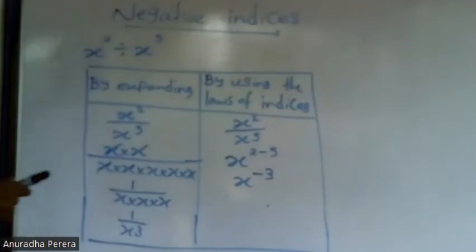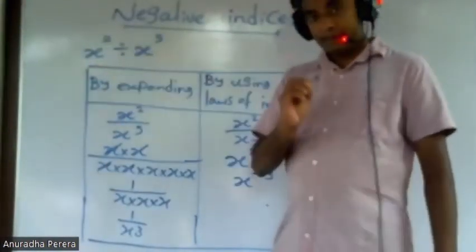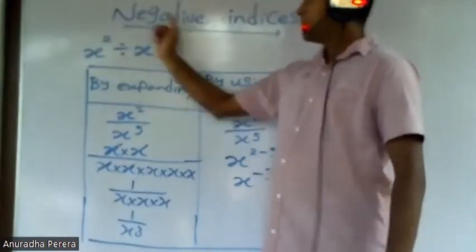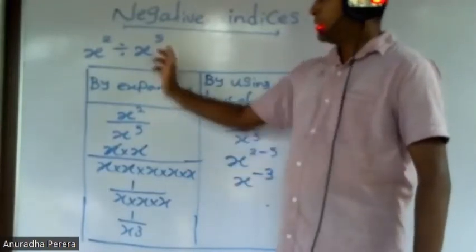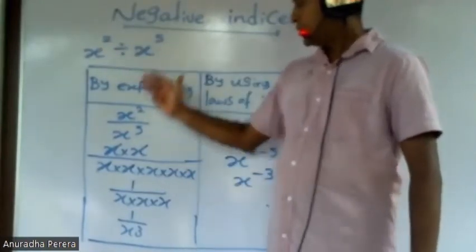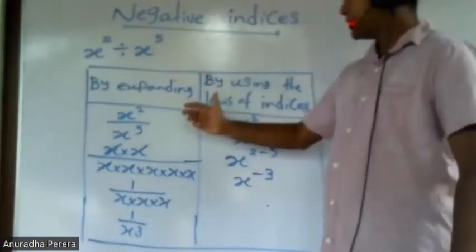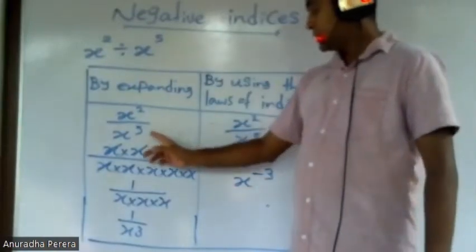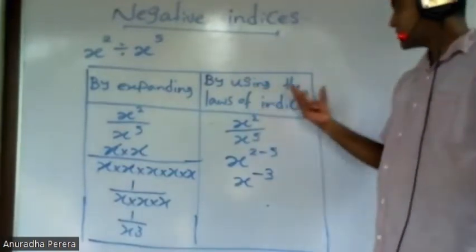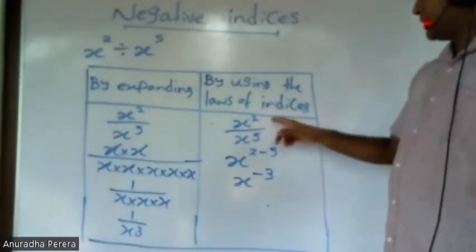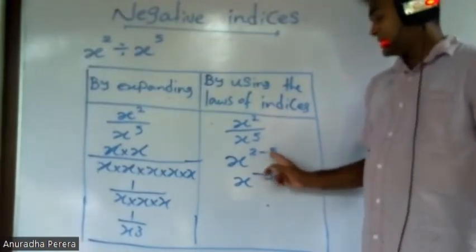Now, the same value is obtained. The same problem is done using two methods. Using the expansion method, the answer is 1 over x to the power 3. If you use the laws of indices, you know, when dividing two powers of the same base, indices should be subtracted. 2 minus 5, x to the power minus 3.